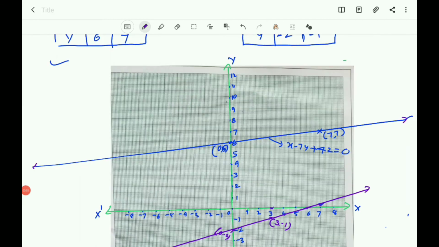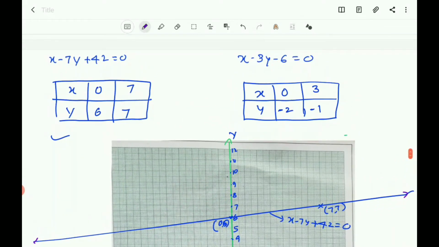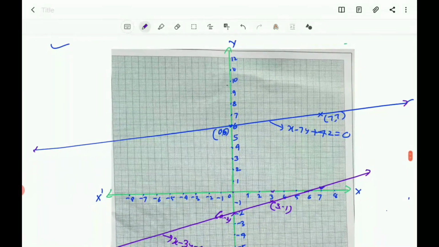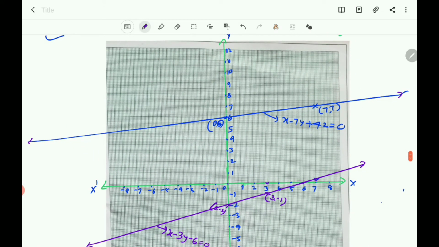These are the two straight lines which represent the equations x minus 7y plus 42 equals 0 and x minus 3y minus 6 equals 0. And these two straight lines are intersecting lines. How can you observe this? If you extend these two lines in this direction, there is a chance of intersecting, and you may say that they have a unique solution. This pair of linear equations in two variables has a unique solution.